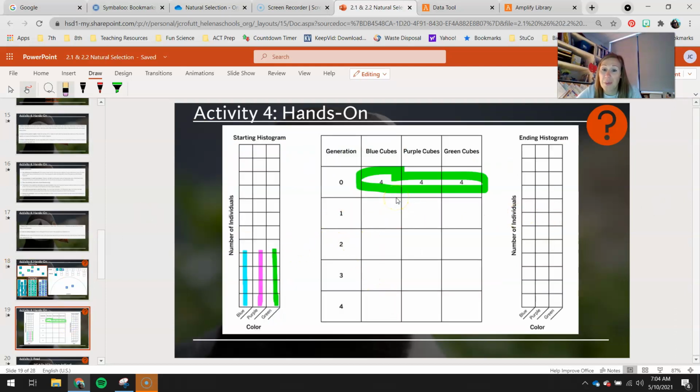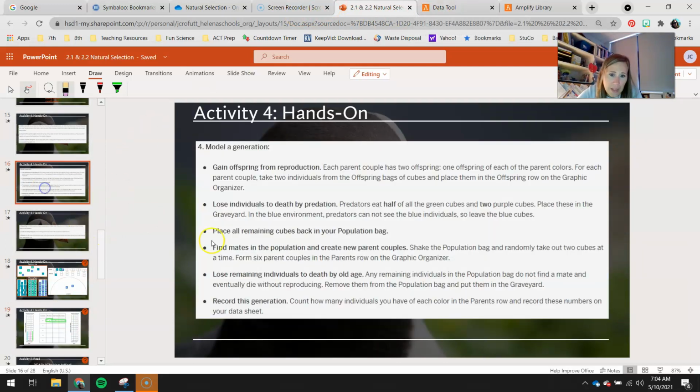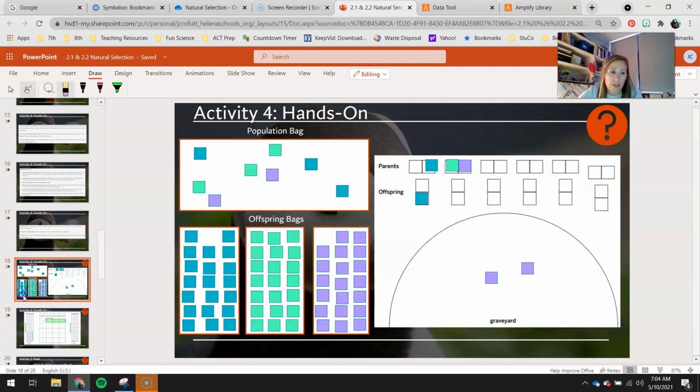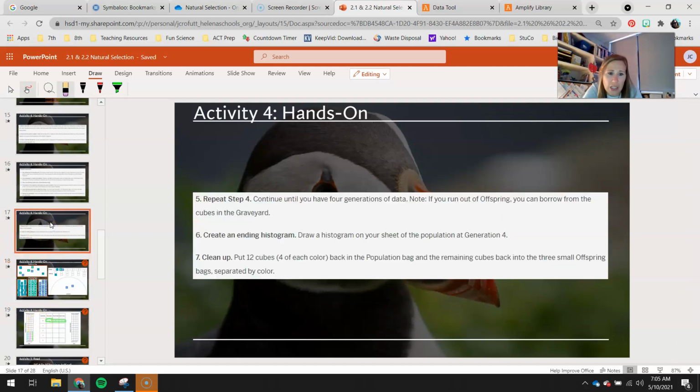So you're going to repeat that process through 4 generations. Okay, and that's all this one says. Repeat step 4. Continue until you have 4 generations of data. Note, if you run out of offspring, you can borrow from the cubes in the graveyard. So if you run out of little offspring in these offspring bags right here, you can just refill them from the graveyard. Okay, and then finally, clean up.